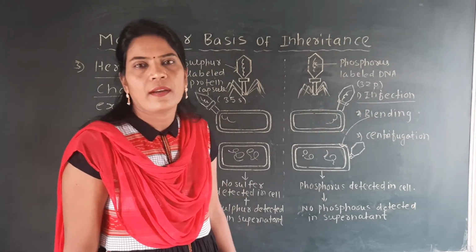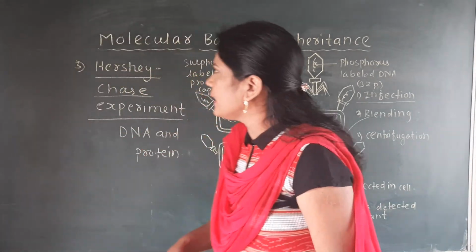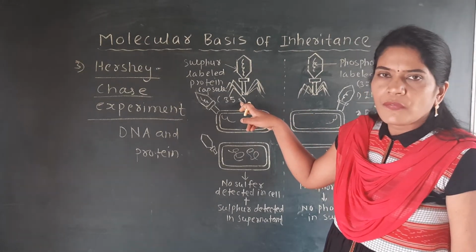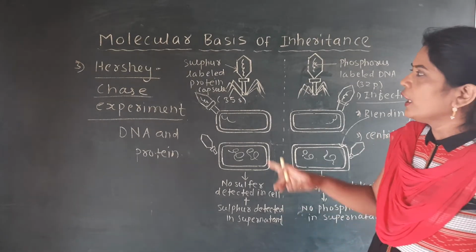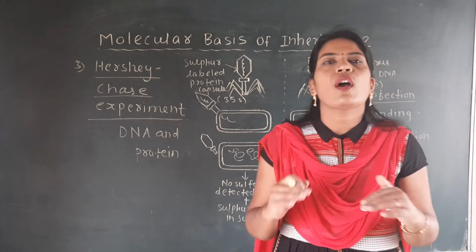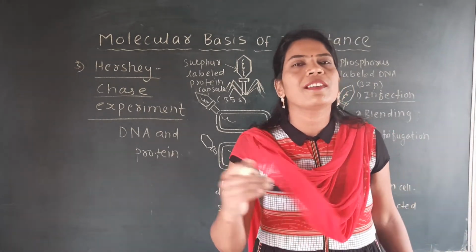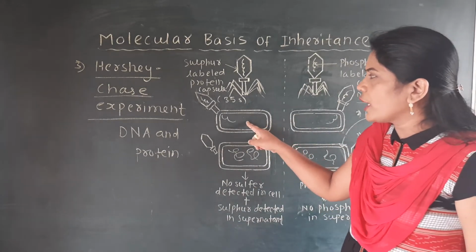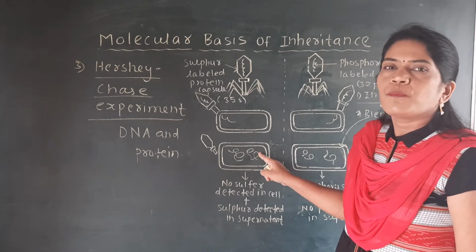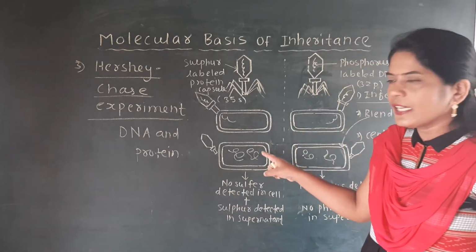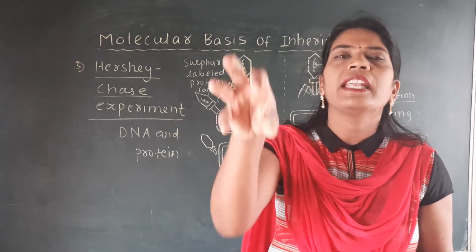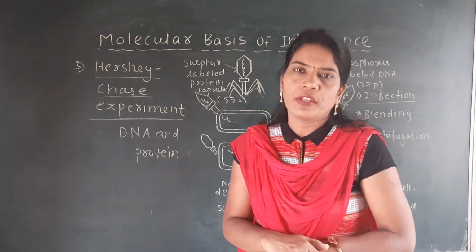in the supernatant. But in the next figure you will see that the bacteriophage which were grown in a sulfur medium, when they are allowed to infect the E. coli bacteria, they do not inject this sulfur into this bacteria, because sulfur is not a component of the DNA. Sulfur is a component of the protein, and that's why you will not find this sulfur in the bacterial cell, because sulfur is not a part of DNA. And here in the supernatant you will find the sulfur, because all the sulfur you will find in that liquid portion, it is not injected into the bacterial cell.